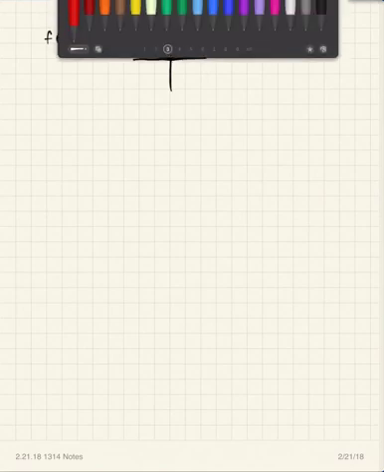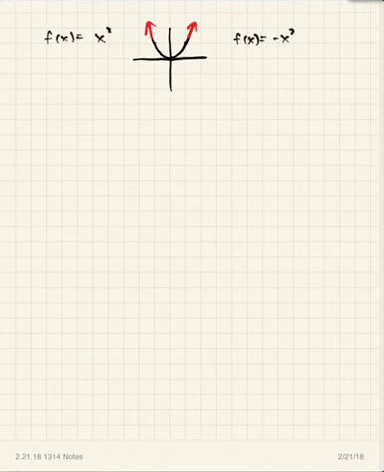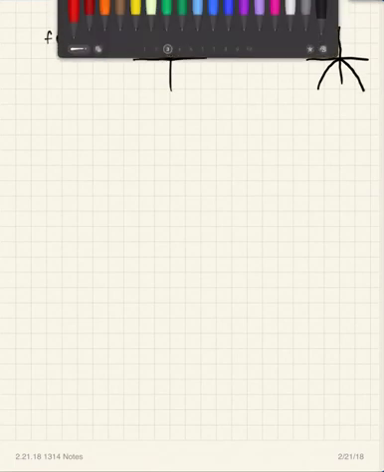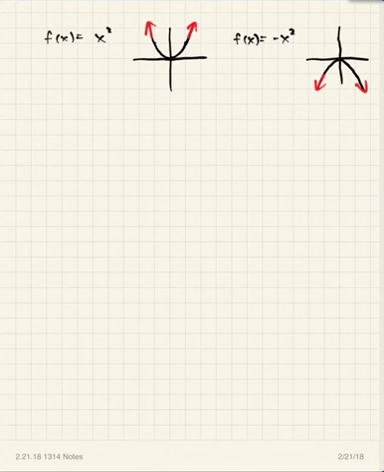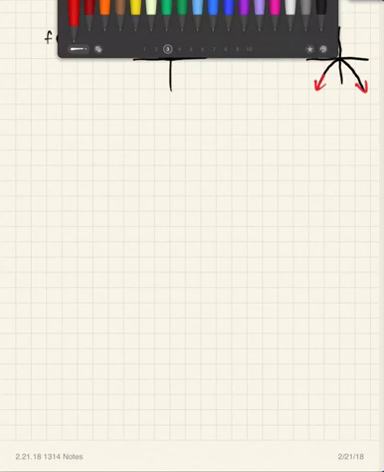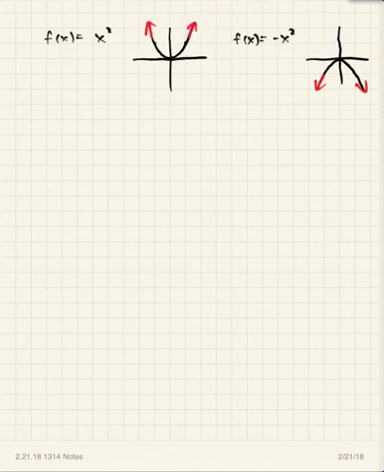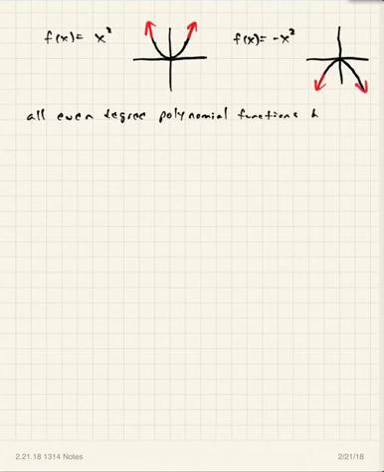Now what could happen is you could have f of x equals negative x squared. And remember what that negative sign does to the graph: it turns it upside down. It's a reflection around the x-axis. And so now the end behavior is falling to the left and falling to the right. All even degree functions look like this, one of these two. All even degree polynomial functions have one of these two end behaviors. In other words, it looks like the square function or the reflected square function.